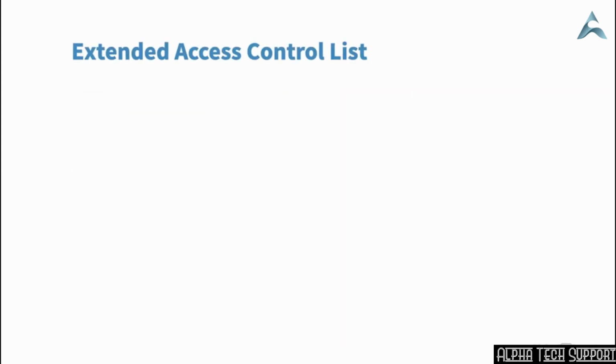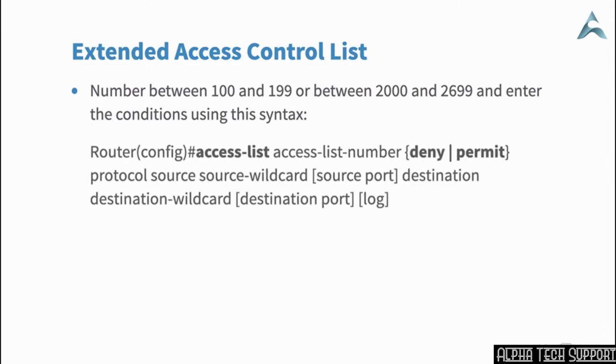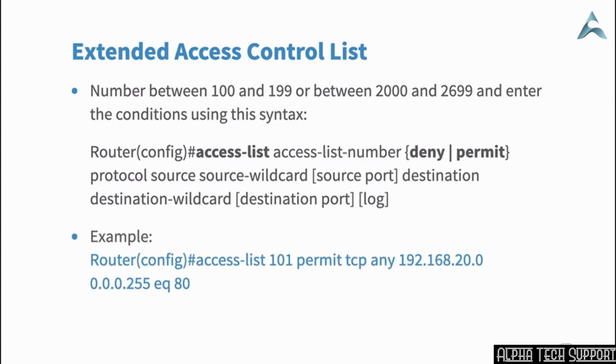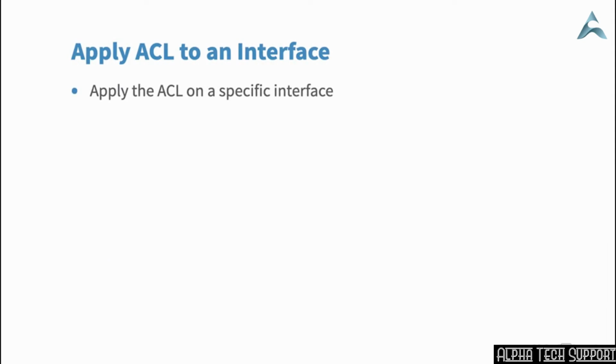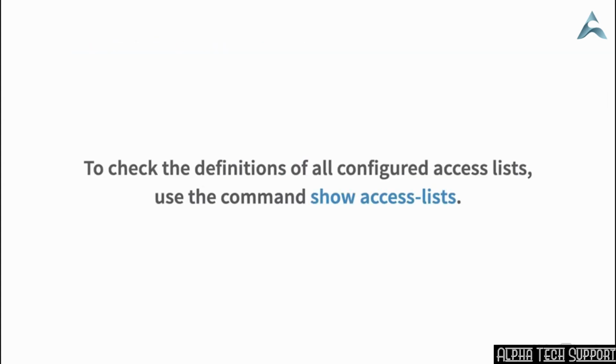To configure an extended access control list, you first begin by applying a number between 100 and 199 or between 2000 and 2699. Then enter the condition statements permit or deny to indicate how the device treats the packets that match the conditions. Now here is the syntax, and here is an example. And then you'll apply the access control list on a specific interface using this syntax. And here is an example. Then once done, to check the definitions of all configured access lists, you would use the command show access list.